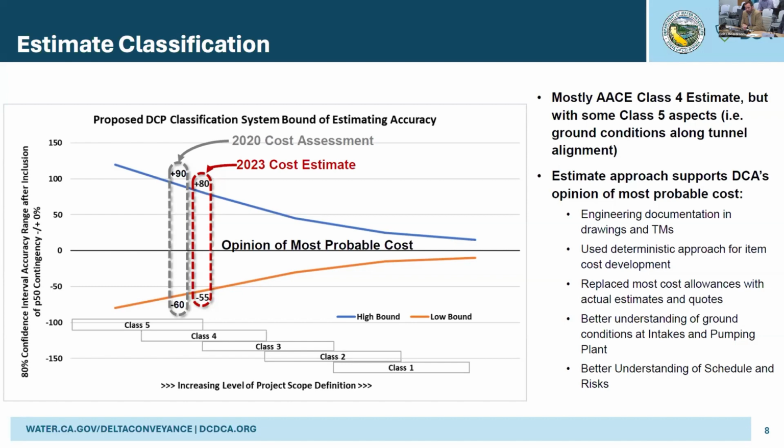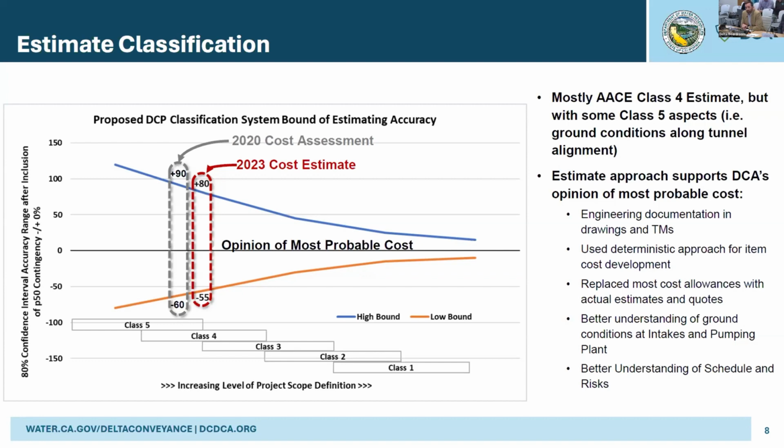When you talk about cost estimates, it's really like a bell curve. Those two lines, the blue line on the top and the yellow line on the bottom, represent pretty close to the tails of that bell curve. And then the opinion of the most probable cost would be the peak of the curve. So what you can see here is that the opinion of most probable cost is what aligns with the estimate that we're providing.